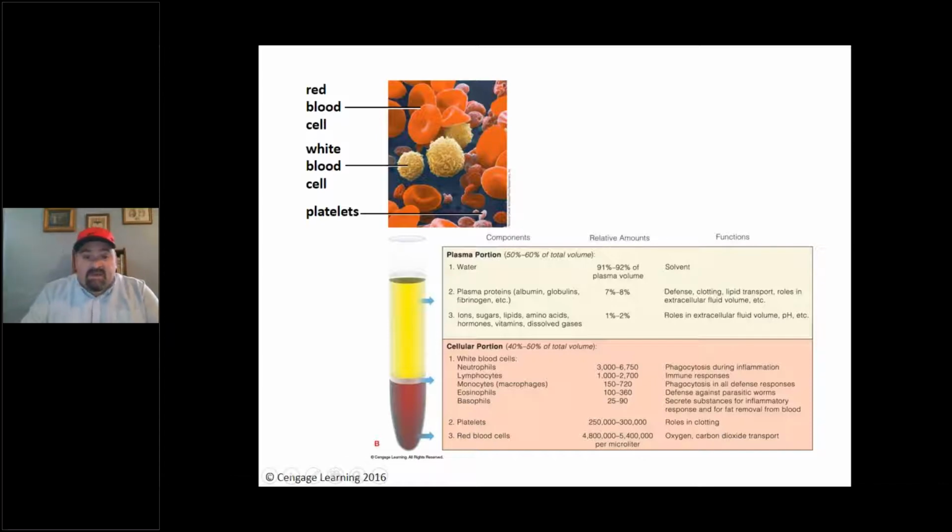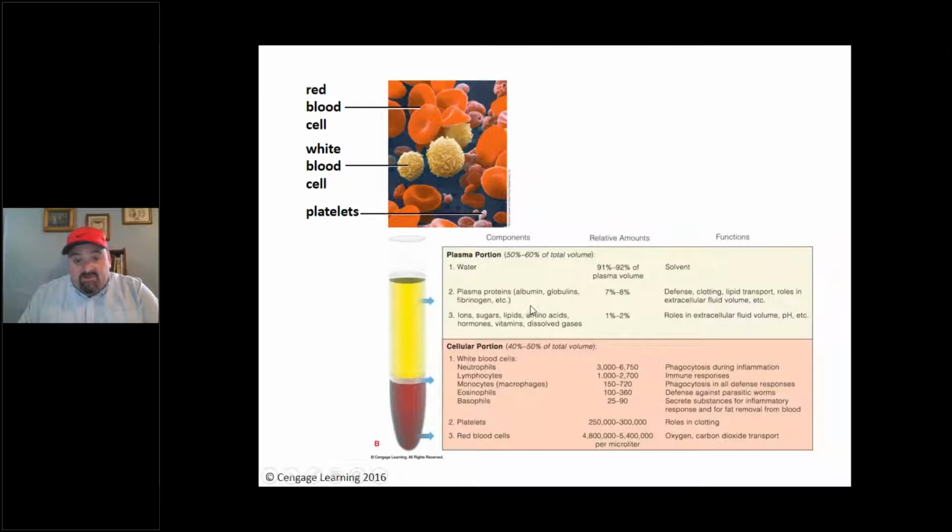Now you'll see here also that as far as the plasma portion is concerned, look at that, 91 to 92% is primarily water, upon which the cellular component is floating through, in suspension.